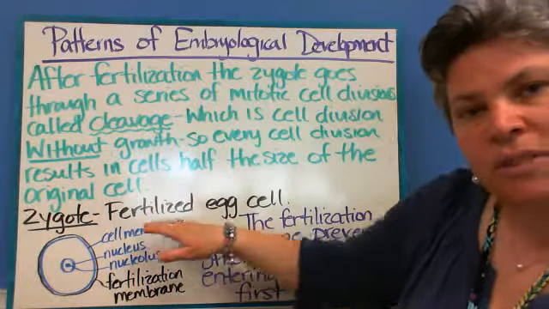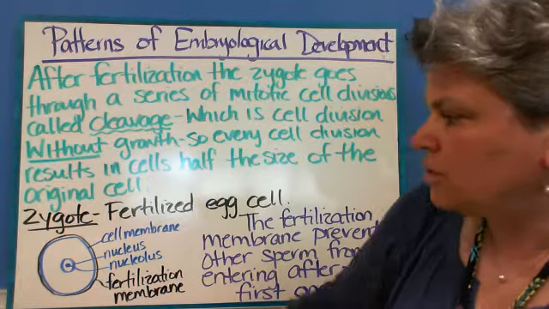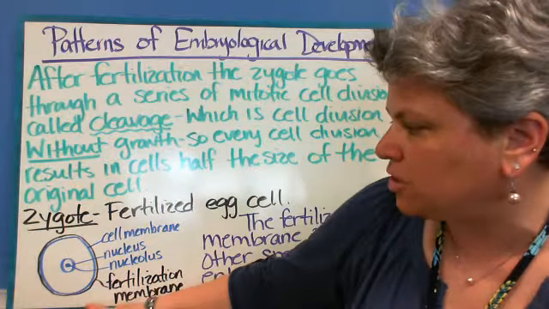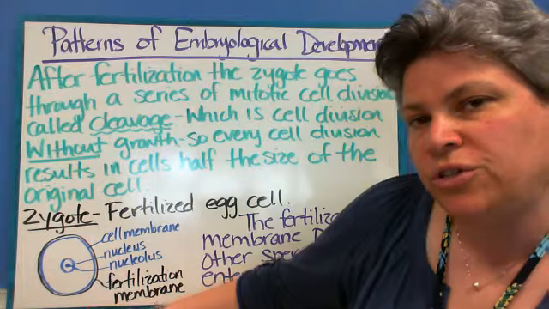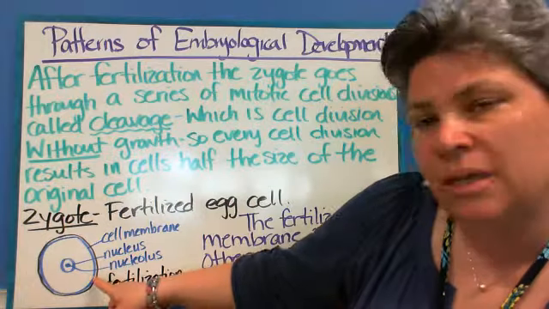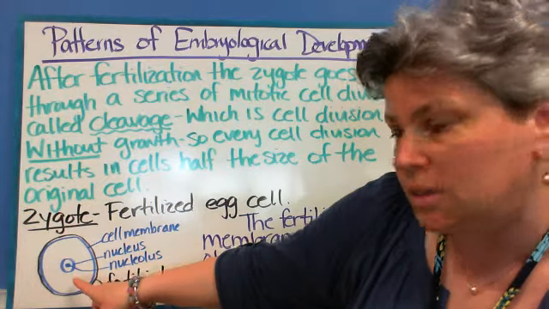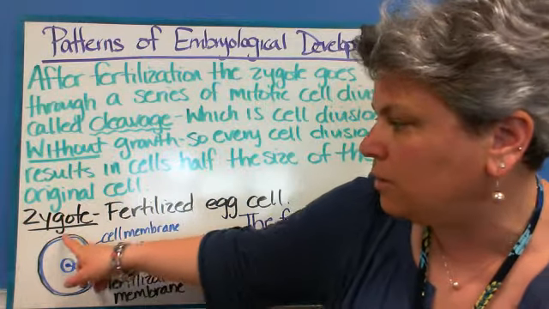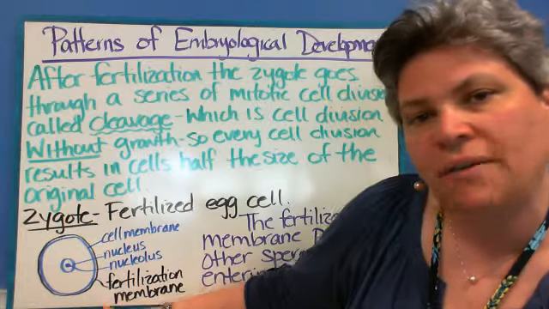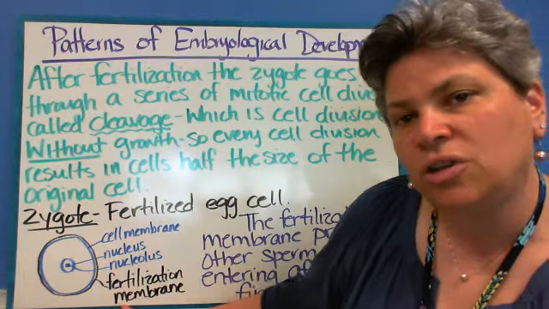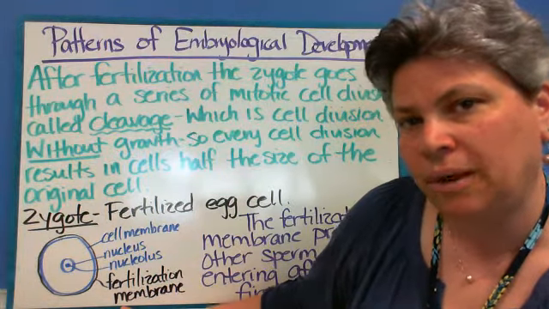Remember, the zygote is a fertilized egg cell, and so what we have here in our first picture, and it tells you what structures you need to label. You can see my cell membrane, I have my nucleus and my nucleolus, and then going around the outside is a structure we haven't talked about before. That structure is called the fertilization membrane.